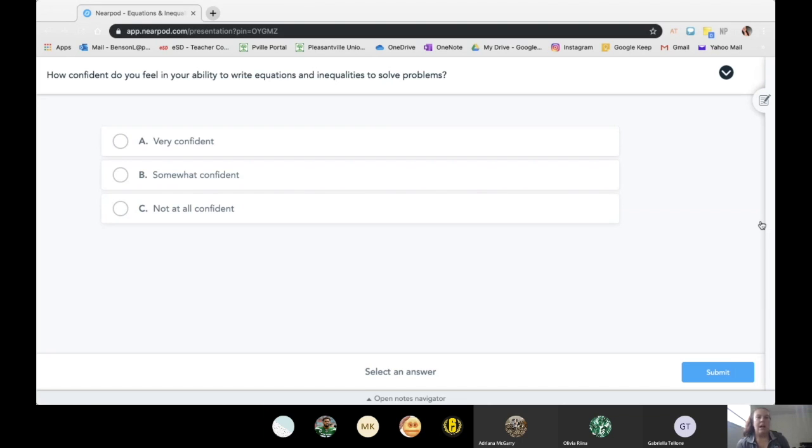So this is not an easy topic. Getting from a word problem into an equation or inequality is not easy. I think it's one of the hardest topics. Miss Benson, my phone just died and I was doing the thing on my phone, so should I just tell you I feel somewhat confident? Okay, perfect. Thank you for communicating that.